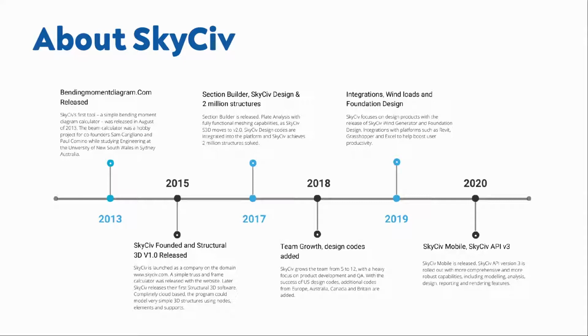Some of the things I wanted to point out: we are cloud-based, so we are entirely accessible through a browser. That's a big part of us. Right now, I think we serve over 160 countries and we've had over 200,000 registered users. In terms of the number of structure solves, you see in 2017 we had 2 million solves. I think now we have 6.9 million. So we're definitely on the upward trend.